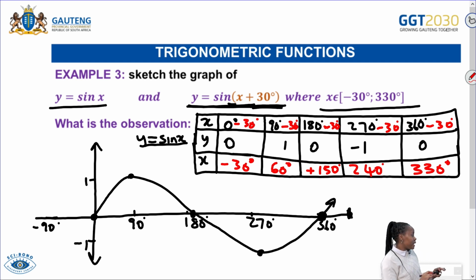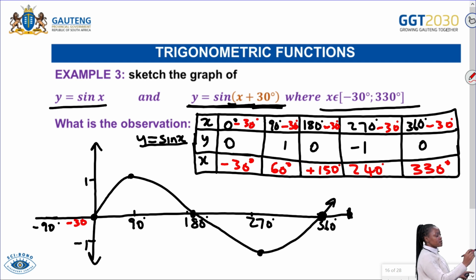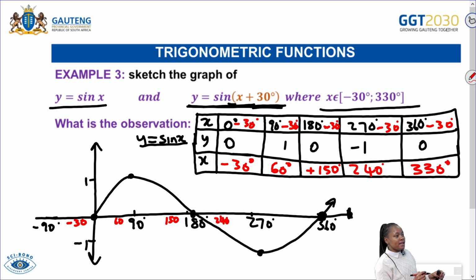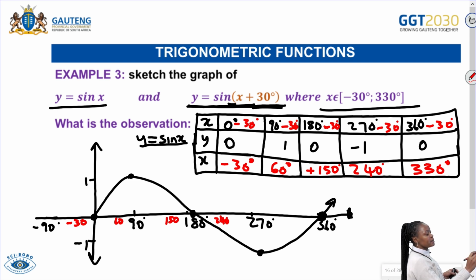So let's take those values of x and put them in our Cartesian plane. Just before 0, I'll have -30, somewhere just next to 0. And then between 0 and 90, I'll have 60 somewhere here. And then between 90 and 180, I'll have 150 somewhere here. And between 180 and 270, I'll have my 240 somewhere here, and then between 270 and 360, I'll have my 330 somewhere there.